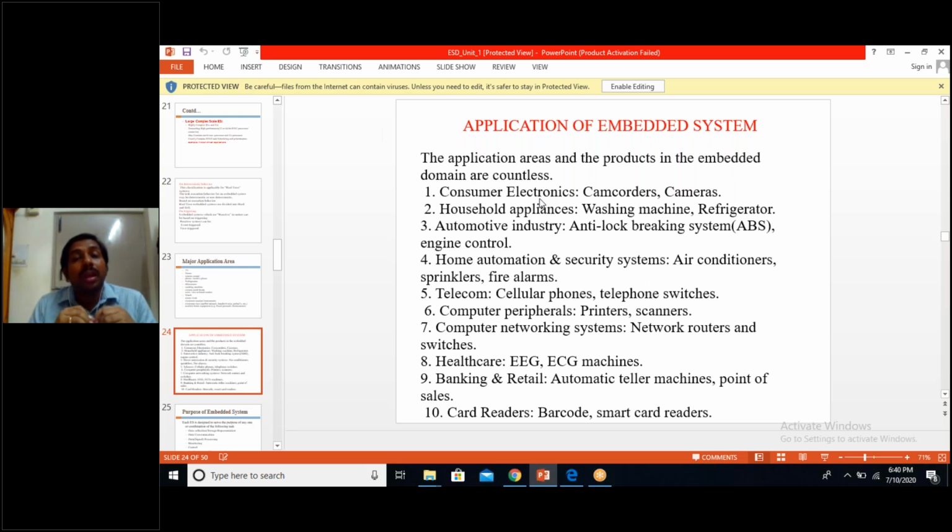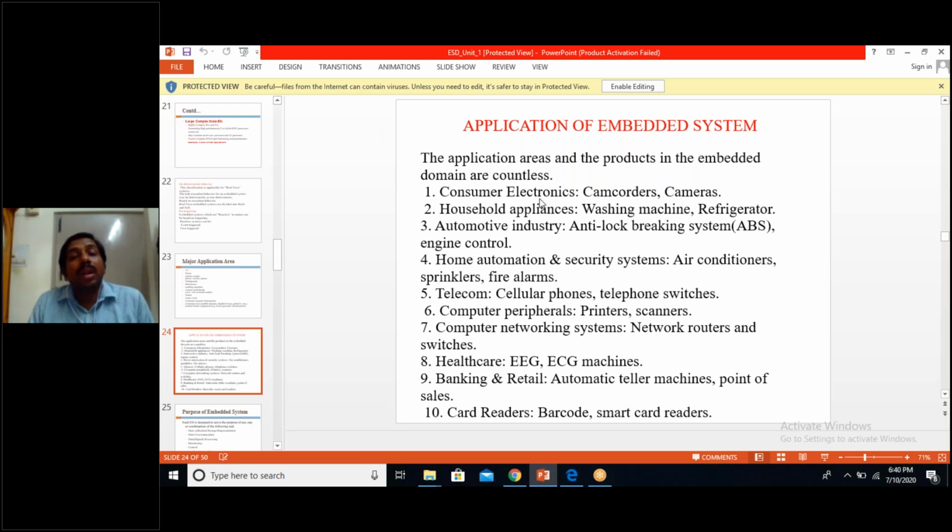Automotive industry, it is the anti-lock braking system. See, whenever a vehicle is applying brakes, there must be an anti-lock braking system and engine control. So that comes under embedded systems. Home automation and security systems like fire alarms come under home automation and security system. Telecom: cellular phones and telephone switches come under telecom.